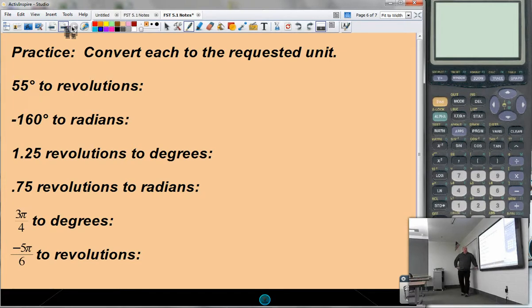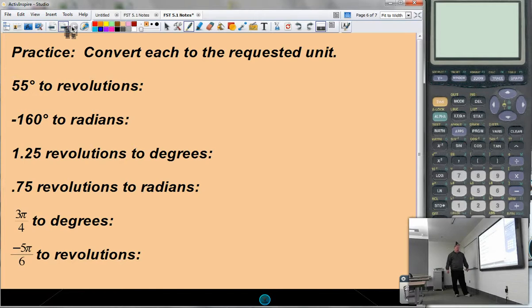And the 6 examples, notice the first 2 are degrees to the other 2. The next 2 are converting revolutions to degrees and radians. And then the last 2 are converting radians to degrees as well as revolutions. So again, my advice, anytime you're doing radians to revolutions, or vice versa, or radians or revolutions to radians, my advice is I would use degrees as your intermediate.